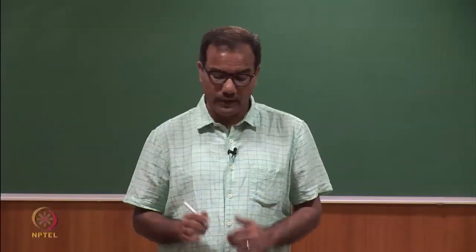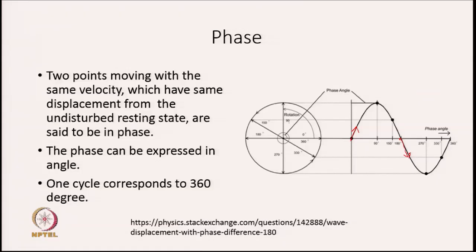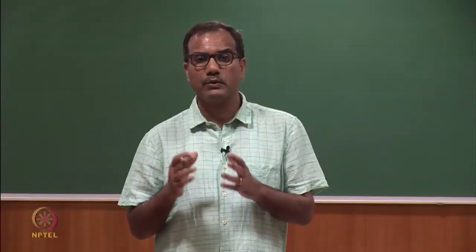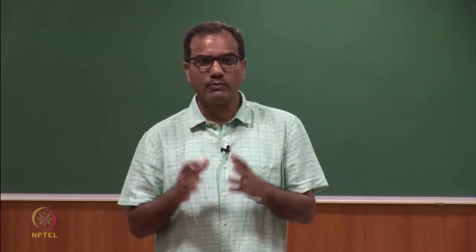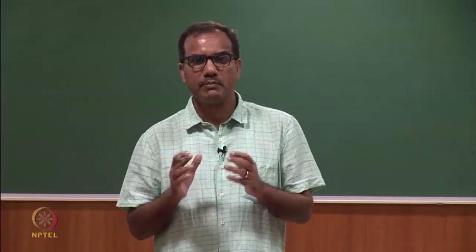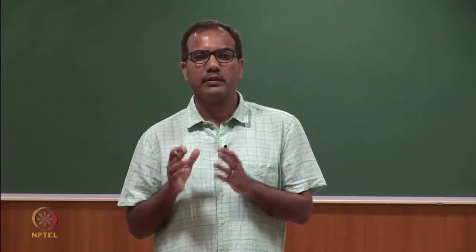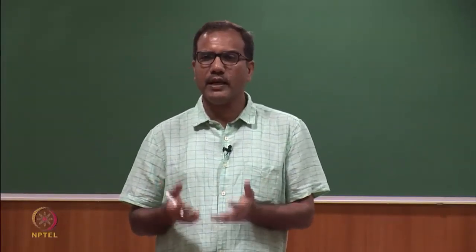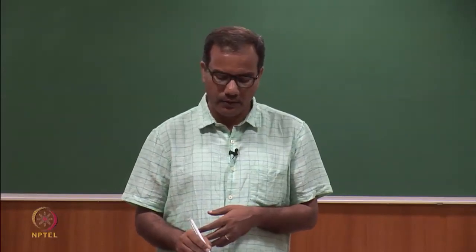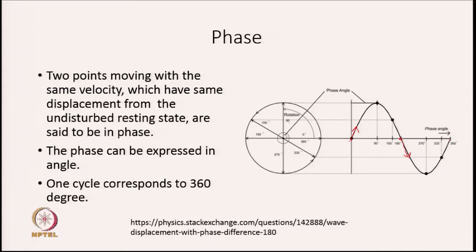In fact, they are out of phase. They are 180 degrees apart. So, it is not only amplitude, the direction of path also matters. Two points moving with the same velocity, which have the same displacement from the undisturbed resting state, are said to be in phase. The phase can be expressed as an angle: this corresponds to 0, this corresponds to 180 degrees, and this corresponds to 360 degrees, and one whole cycle corresponds to 360 degrees.